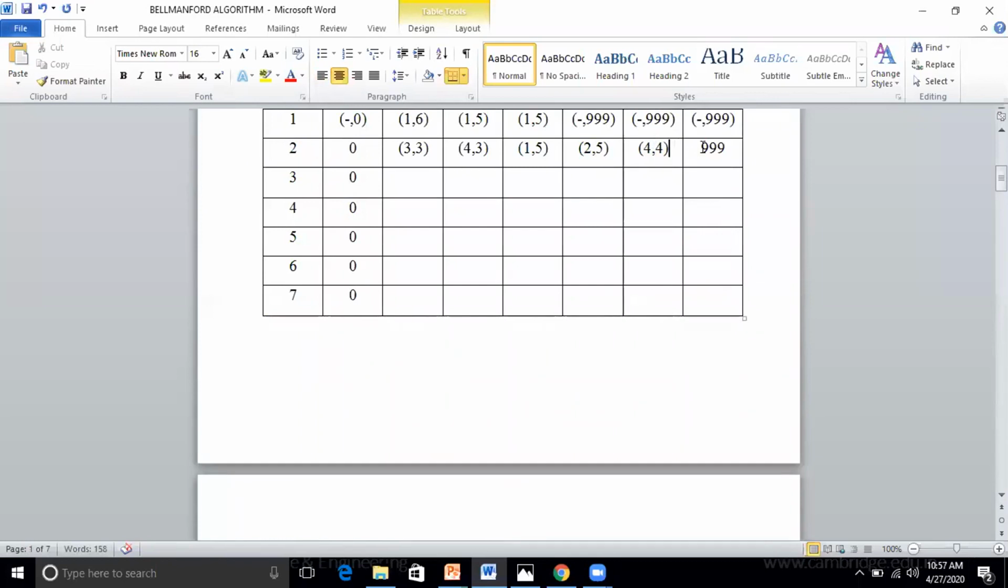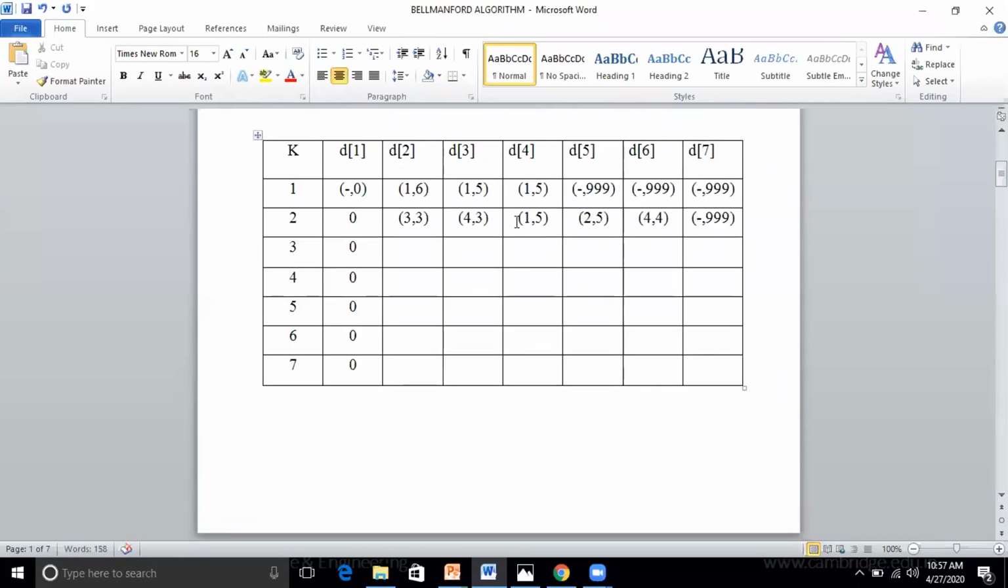Still we didn't get this value, so I'll write dash comma infinity. Okay. So now the same formula we have to repeat for n minus 1 times. We have to repeat for how many times? N minus 1 times, where n is the number of vertices. That's why I have written this k: 1, 2, 3, 4, 5, 6. So I'll tell the last iteration why it is. So we have to repeat this for how many times? N minus 1 times. Okay.